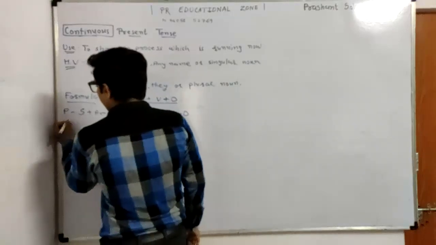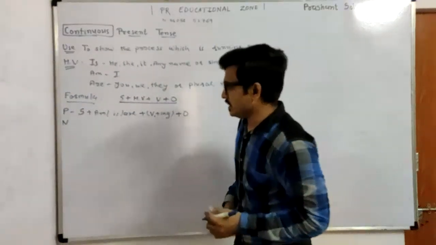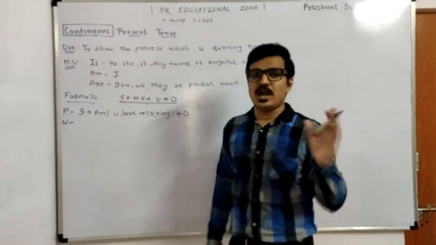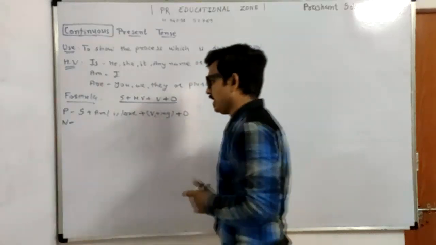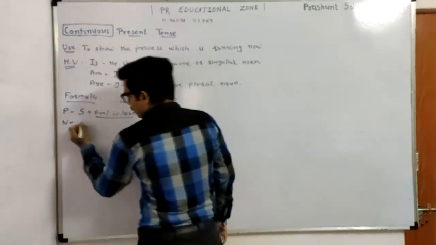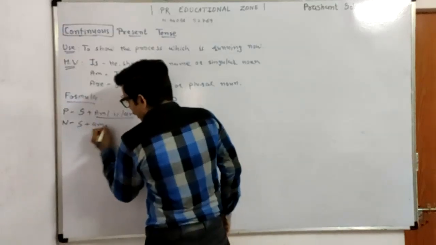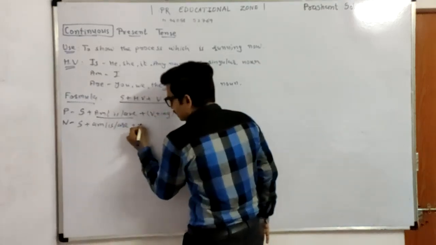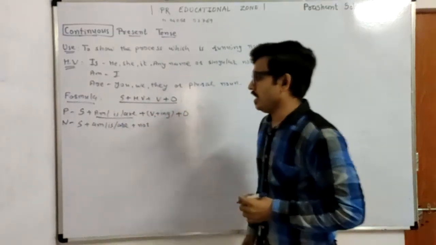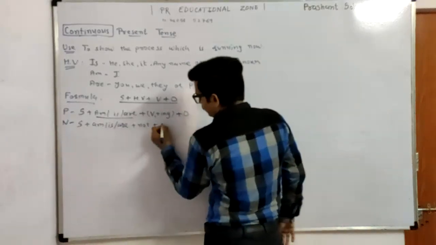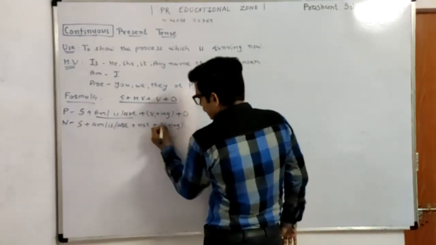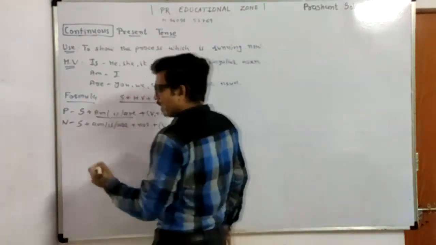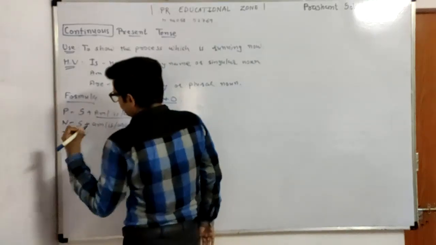Now we are going for the negative sentence. As I said earlier, not always comes after the helping verb in a negative sentence. So here the helping verb is am, is, are, so we will put not after am, is, or are to make it negative, and then the other part is as it is.